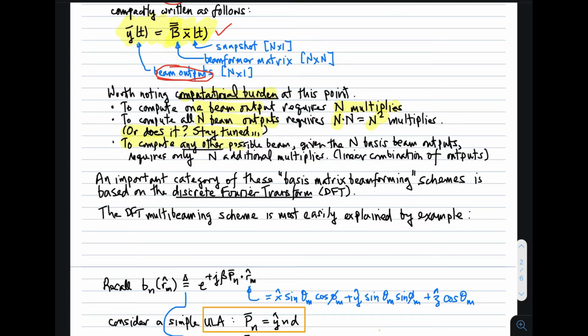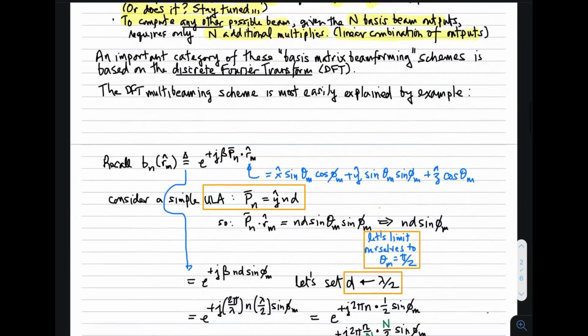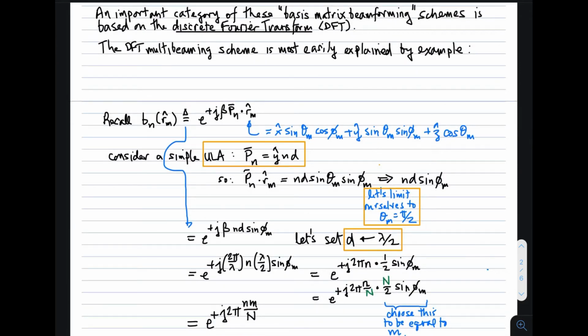Regardless, to compute any other possible beam output, given the output of the n basis beams, then we only have to perform n additional multiplies, because that's what the linear combination of beam outputs entails. That's a quick summary of the computational burden of this whole effort. Now, an important category of these basis matrix beamforming schemes, where we can express the multibeaming as a matrix and that matrix consists of basis beams, is based on the discrete Fourier transform, or the DFT. Now, the DFT multibeaming scheme is most easily explained by example, so that's what I'm going to do next.